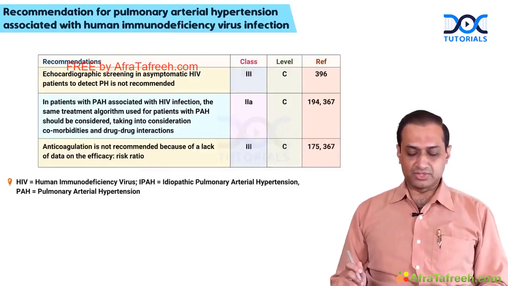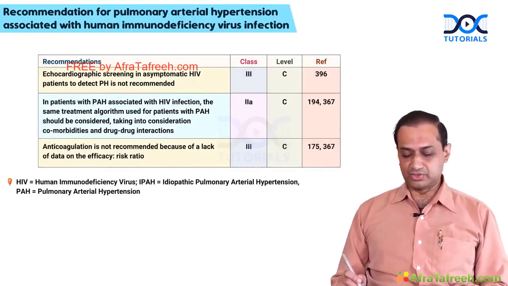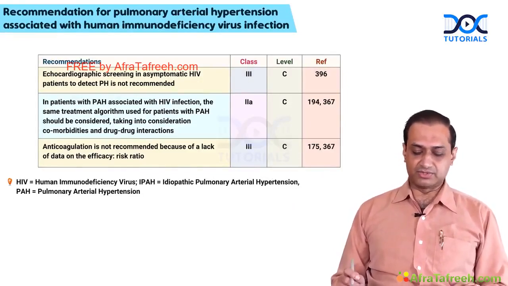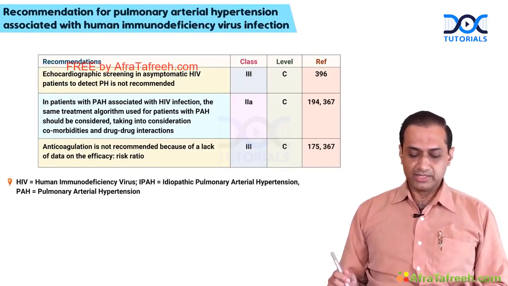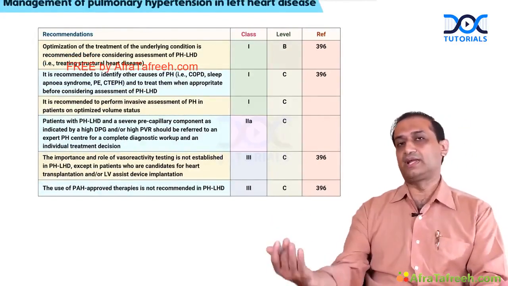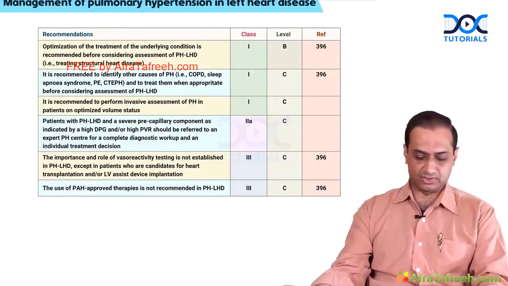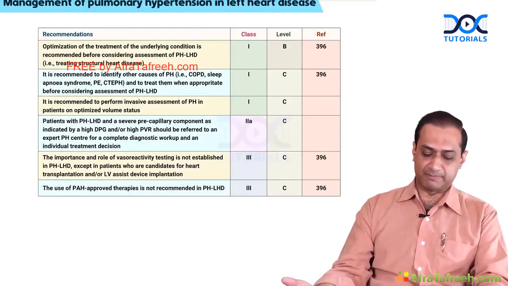In HIV patients, echocardiographic screening for PH is not recommended unless they are symptomatic. In HIV patients the treatment algorithm will remain the same, and anticoagulation is also not recommended. In left heart disease, you must optimize the left heart hemodynamics. So, treat the underlying etiology like mitral stenosis or diastolic heart failure, and then you also need to treat other causes like COPD, sleep apnea, etc.